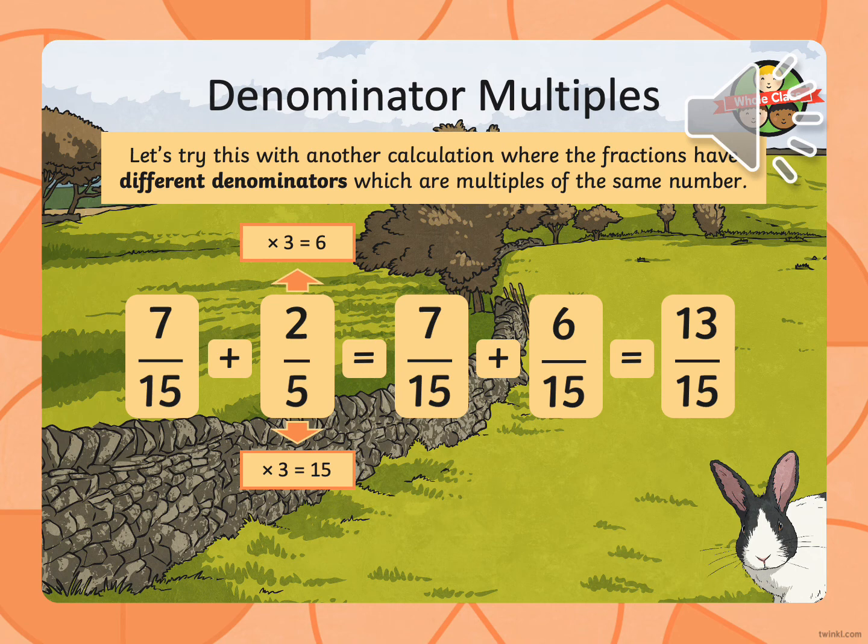Now I have the same denominator. I need to multiply my numerator because whatever you did to your denominator, you must do to your numerator. We times 5 by 3, so we need to multiply 2 by 3. Now we've done that, we can add the fractions together because you should have 7 fifteenths plus 6 fifteenths, which will give you a total of 13 fifteenths.